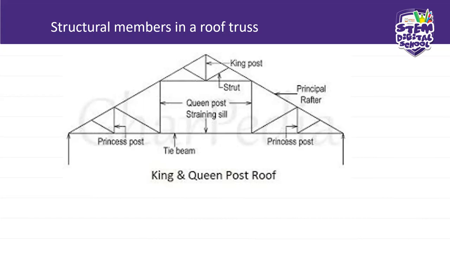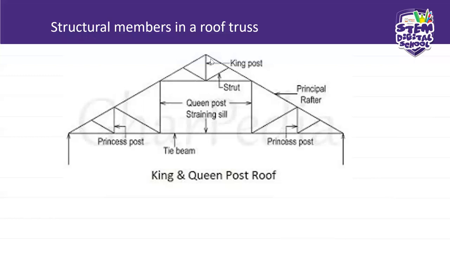Now, we must look at the structure, the structural members of a roof truss. We have roof trusses, and we also have other trusses like the bridge truss. Okay, you have seen this frame structure around bridges. That is also called a truss. So I'm going to take you through the names of the structural members.